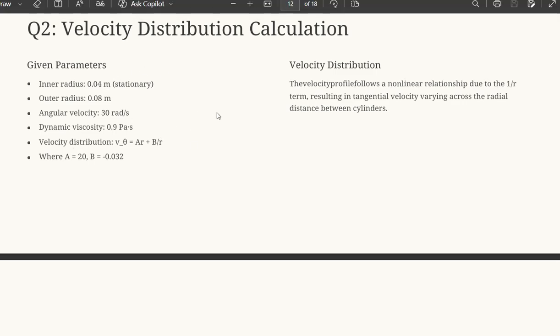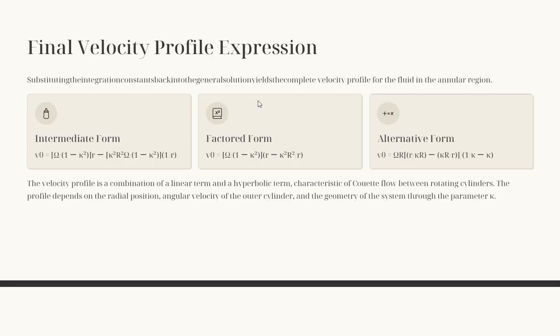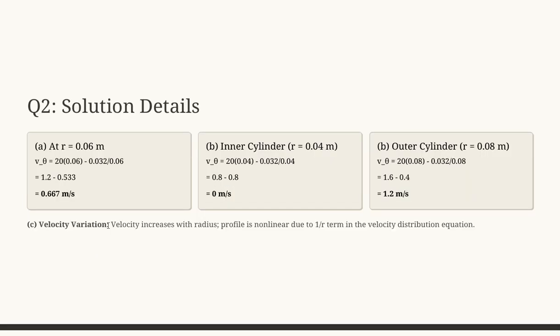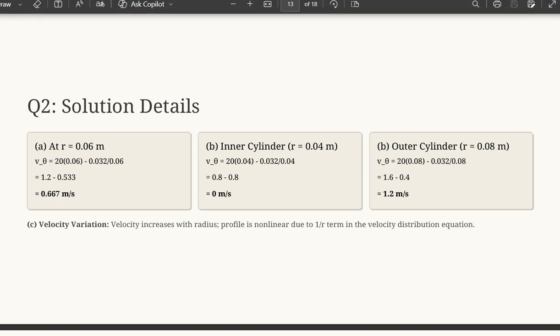By putting these values in this equation, for A, we get V theta equals 0.667 meter per second. For the inner cylinder, R equals 0.04 meter, we get V theta equals 0 meter per second. For the outer cylinder, we get 1.2 meter per second. Also, the velocity increases with radius. The profile is non-linear due to the 1 by r term in the velocity distribution equation.